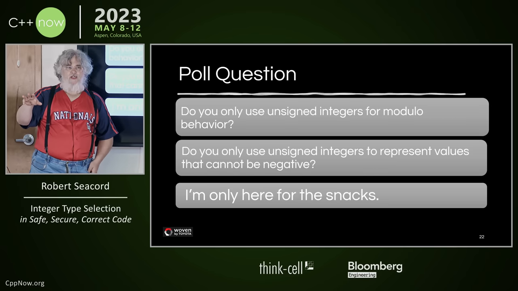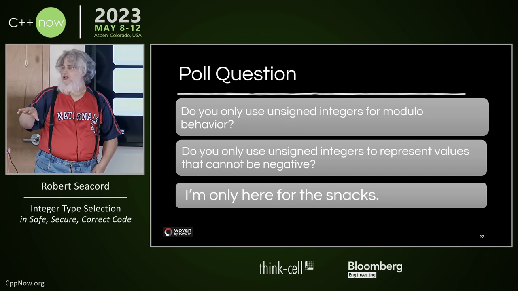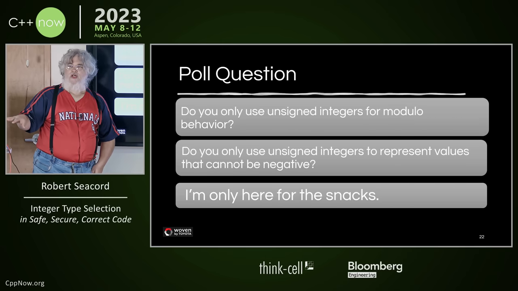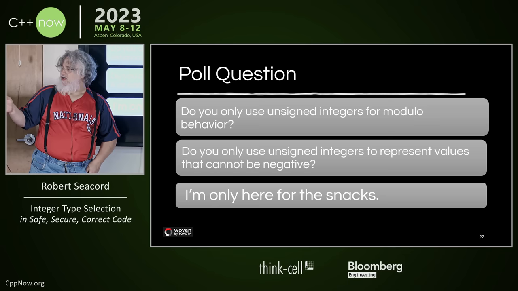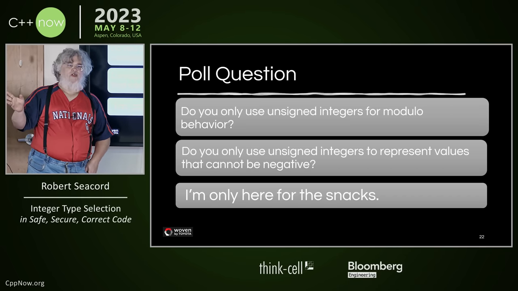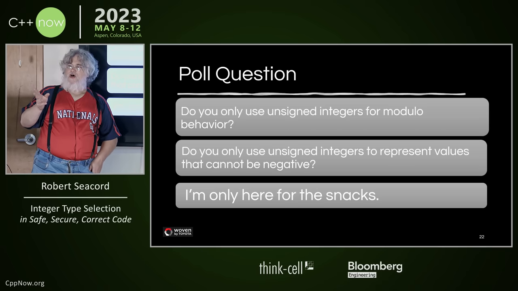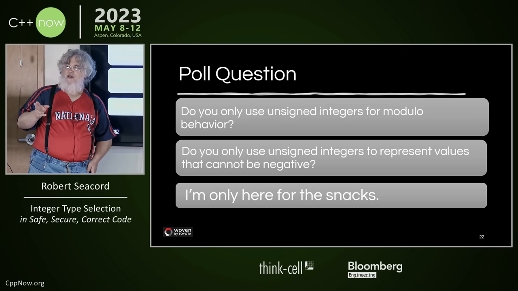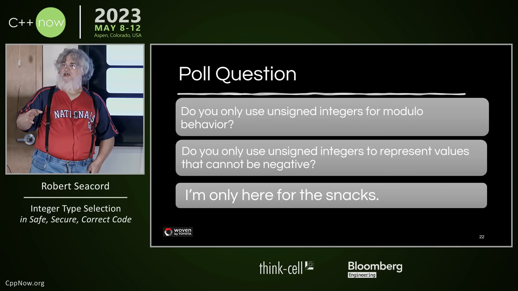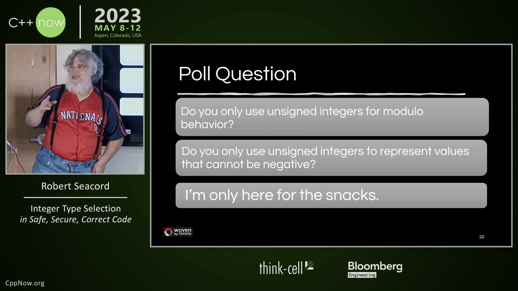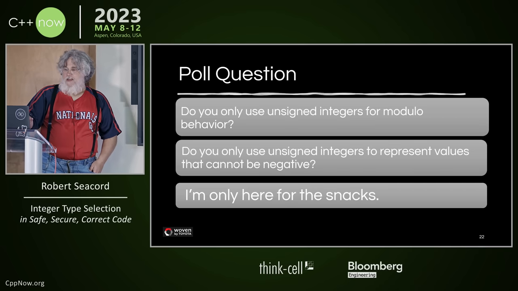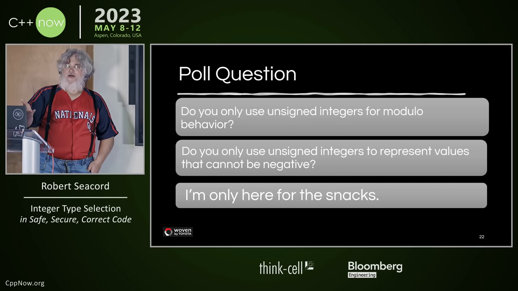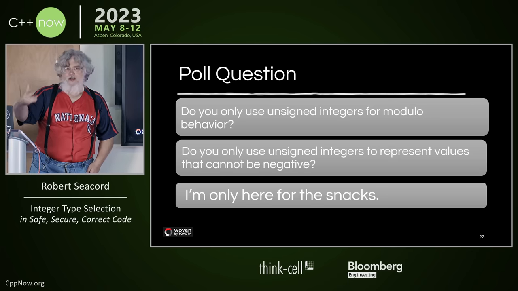I've asked a few audiences this, mostly engineers, and it's usually about a 30-to-1 ratio, where 30 people say only for values that can't be negative, and one person will say only for modulo behavior. I haven't talked to that one person, but in the future I will. I'm like, did you get that from the C++ standards committee? Is that where you learned that? Because I think that's where that's coming from. The engineers I speak to are pretty consistent on this. And you guys are too.